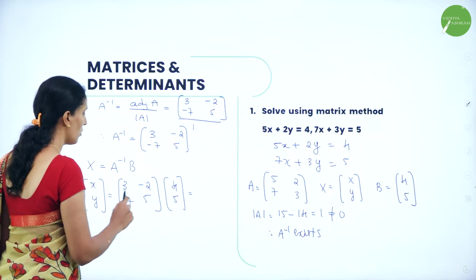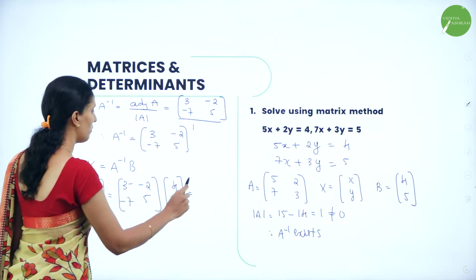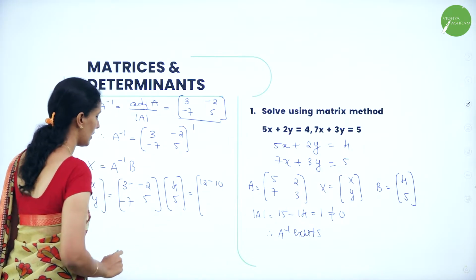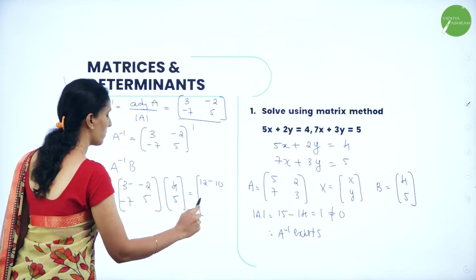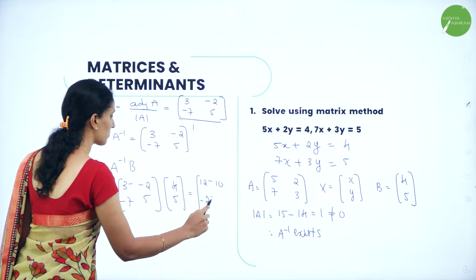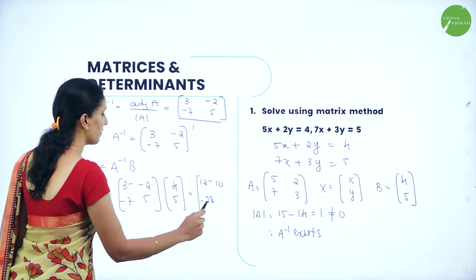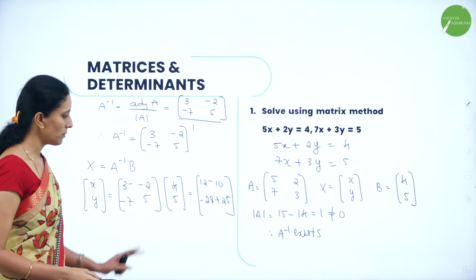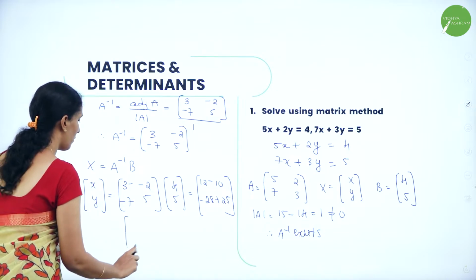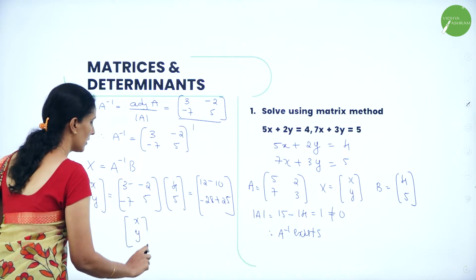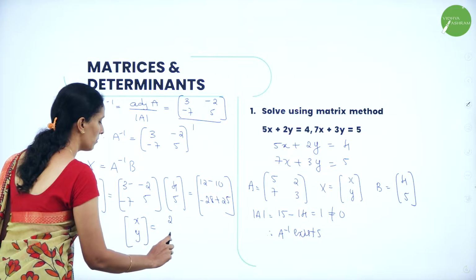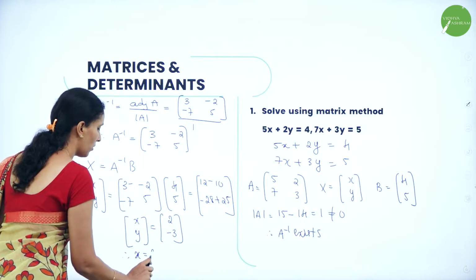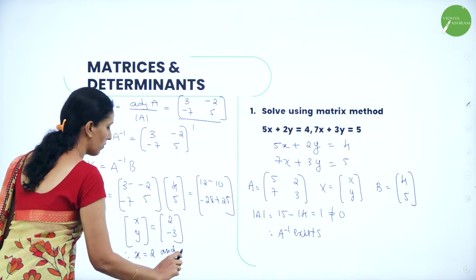So let's see now. First row, first column. 3 4s are 12. 5 2s are 10. Minus 10. Next, minus 7 4s are 28, plus 5 5s are 25. We don't have another column, so we have only a single column. So therefore, [x; y] is equal to [2; -3]. So clearly, we can write x is equal to 2 and y is equal to minus 3.